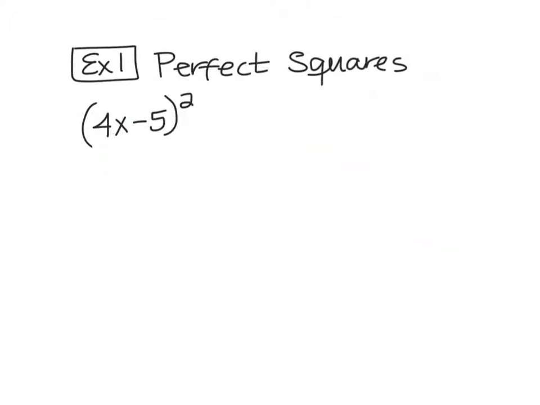All right, so our first problem is going to look like this. It's called perfect squares because this is actually a multiplication problem. The squared tells me that the parentheses, everything that's in this parentheses, is happening twice. So the first thing I have to do is just rewrite the problem, 4x minus 5 times 4x minus 5. All right, that's what that means, that all of that is to the second power. And now I'm just multiplying like I normally would.